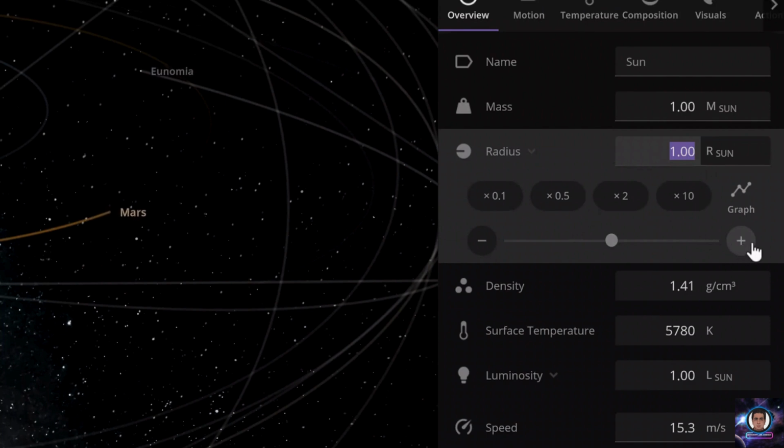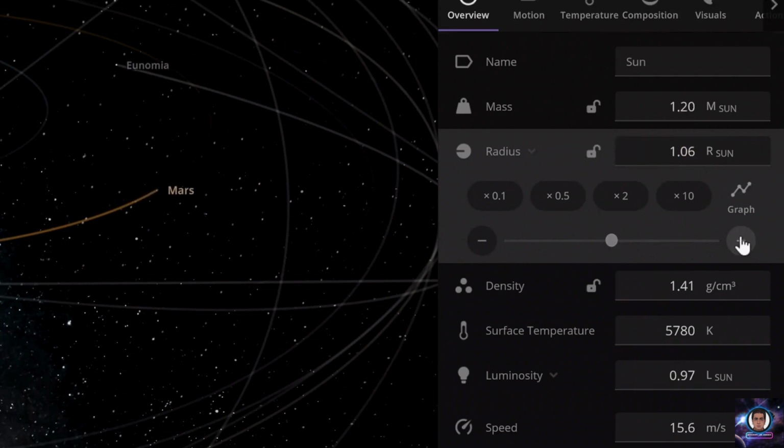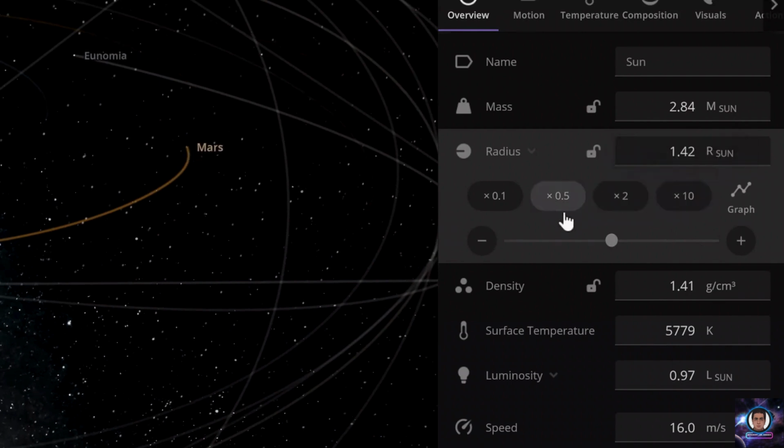From here, if you click on the radius, you can increase or decrease it. There is a plus and minus on two sides of this bar. We can increase from here, but it would increase very slowly. If you want to change it faster, you can multiply by 2 or 10, or make it half, and other numbers you can use for changing the radius of the sun.